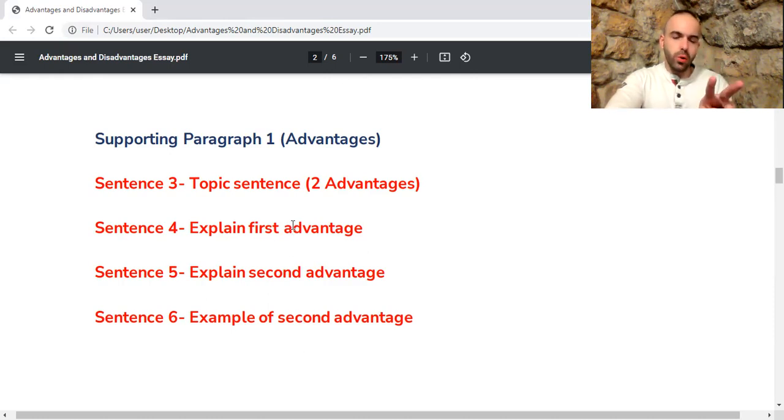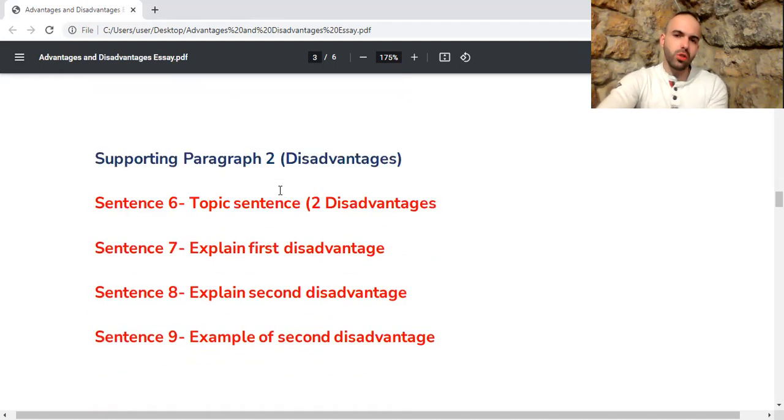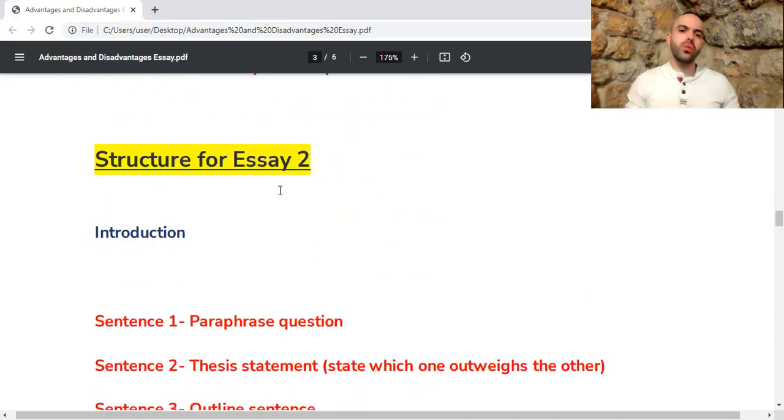Or if you want to write 2 advantages, then you have to write a topic sentence gathering the 2 advantages in 1 sentence, and then you have to explain the first advantage, and then explain the second, and then give an example of the second advantage. And we follow the same way for the disadvantages paragraph, which is the second main body paragraph.